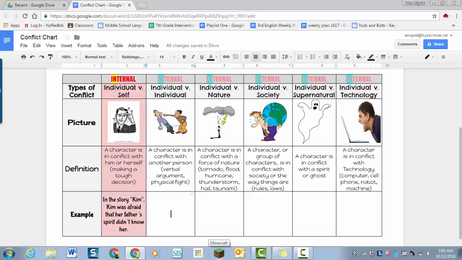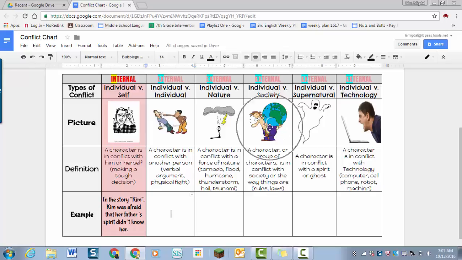A third type of conflict is individual versus nature. This is when a character is in conflict with a force of nature. Tornadoes, floods, hurricanes, thunderstorms, hail, tsunamis. Anything where your protagonist is struggling with a natural force. Can you think of an example like that? Stop the video and see if you can just write the title and maybe write a quick sentence about the conflict in case I don't know the book or the movie or the TV show.